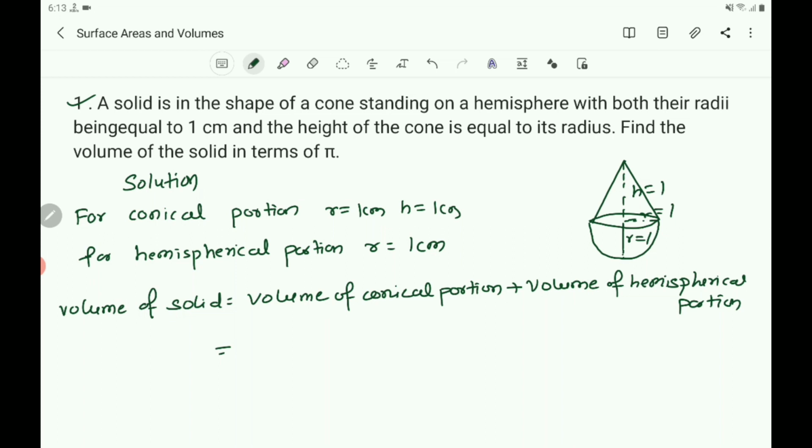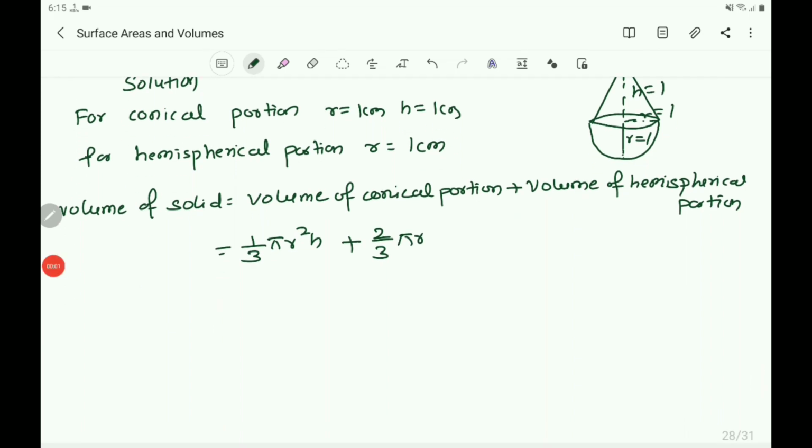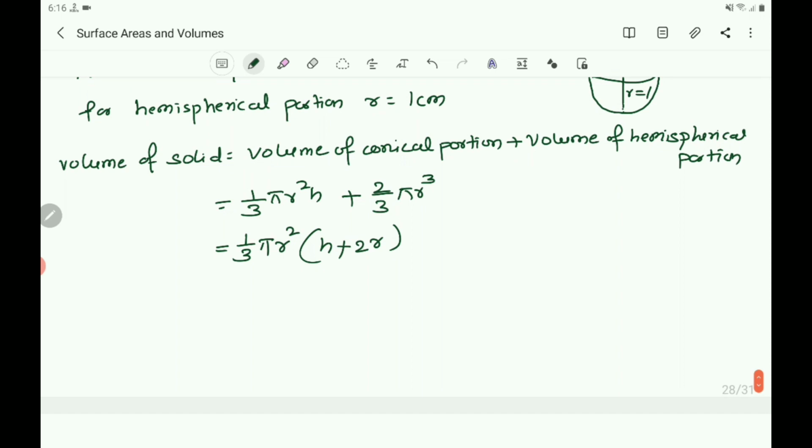Then you write the volume of the conical portion. Write the formula to find the volume of the cone, that is 1 by 3 pi r square h, plus, as you write here only, the volume of the hemispherical portion is 2 by 3 pi r cube. You can take 1 by 3 common and pi common outside. R square and r cube are there, so r square can be taken as common. Then in the bracket, what is remaining? h is remaining, plus 1 by 3 is outside so 2 is remaining, and pi is outside and r is there, so you will get h plus 2r.